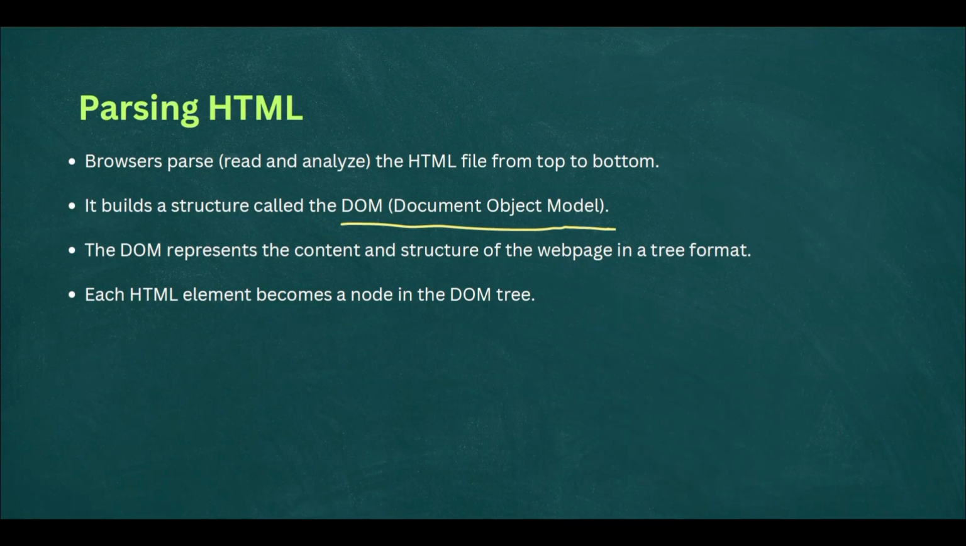The DOM represents the content and structure of the web page in a tree format. Each HTML element becomes a node in the DOM tree. Suppose you have the root element html, and inside of that you have a div, and inside of that you have an h1 tag and some p tags. What it does is create a node for each of those elements in the DOM tree.